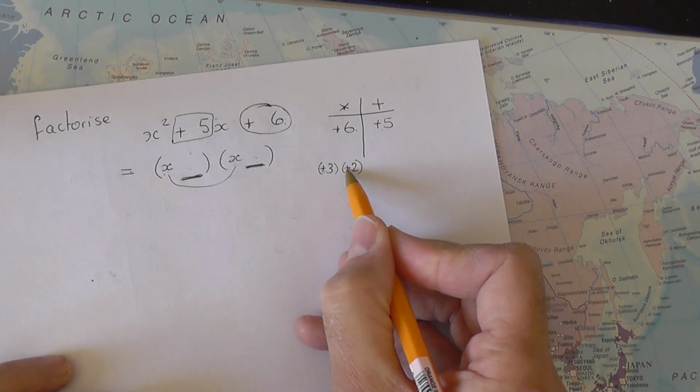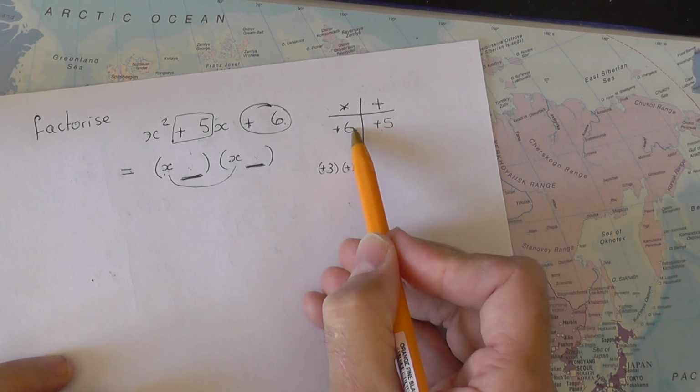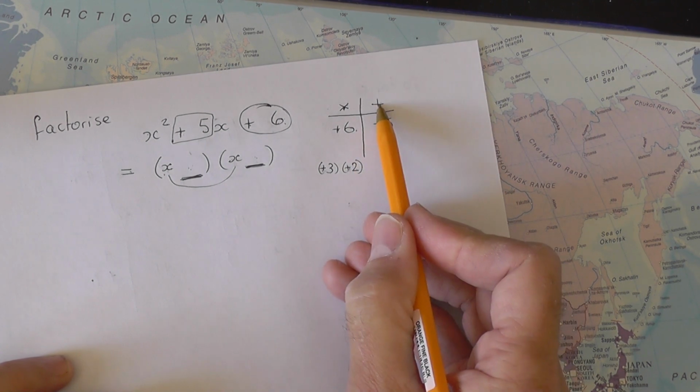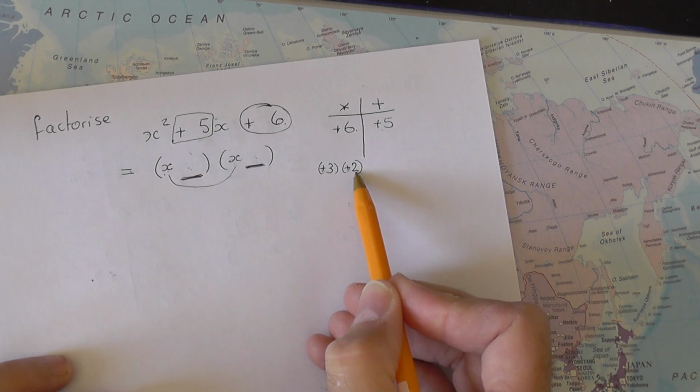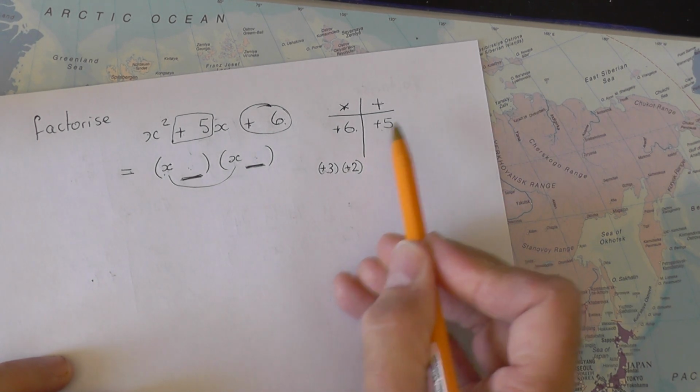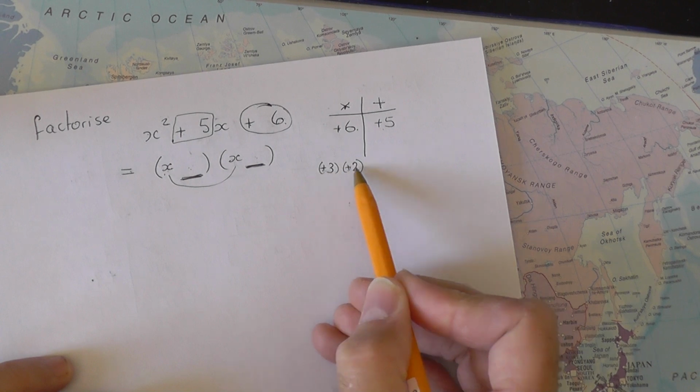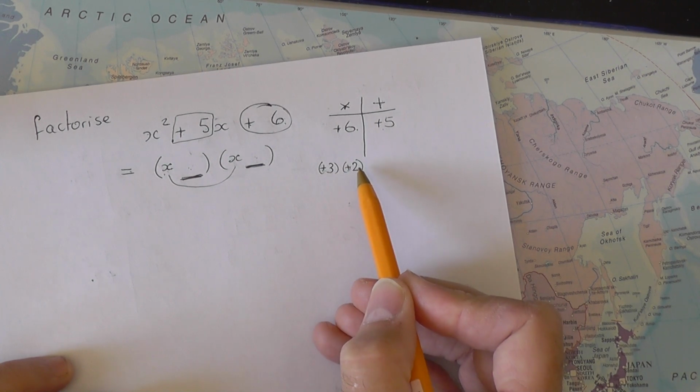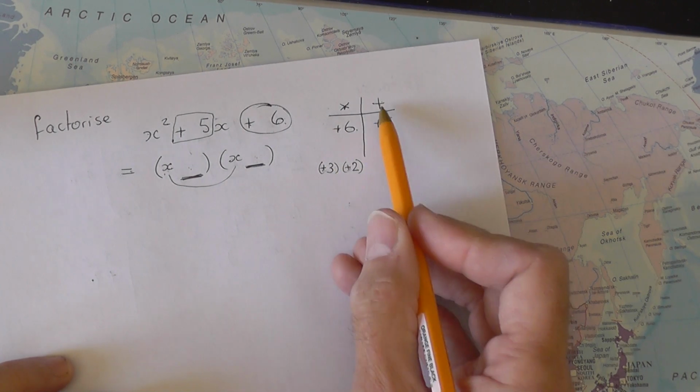A plus 3 times a plus 2 will give plus 6. And then if you add them together, a plus 3 with a plus 2 added together give you an answer of plus 5. Now, if you think back to the negative number work we've done in the past, I would use the army method to add them together.